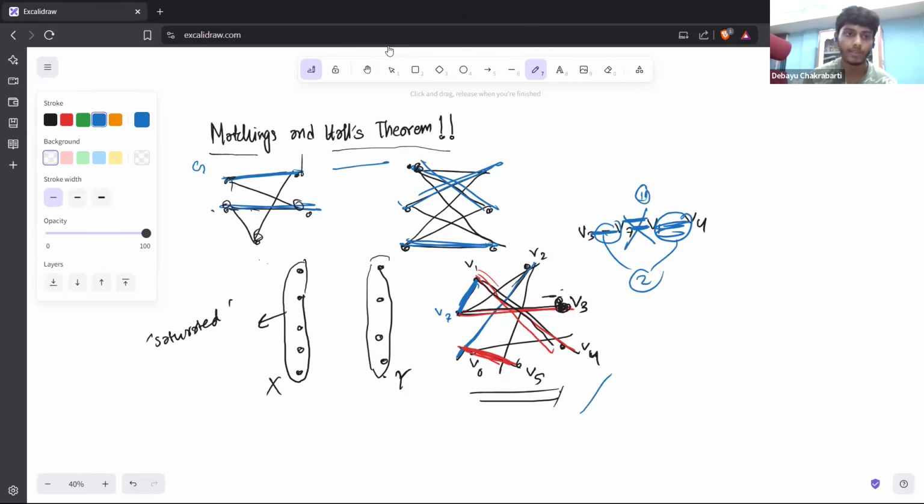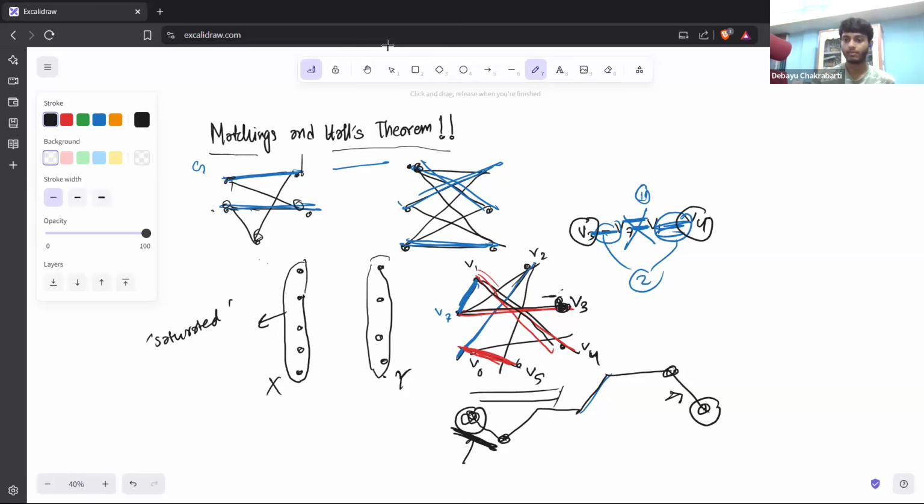So if you have a really long path, and at the end this vertex is not saturated. For example, here V3 is not saturated and V4 is not saturated. This means these two edges are not colored. Then you can simply get a better matching by flipping the coloring. Is that clear?